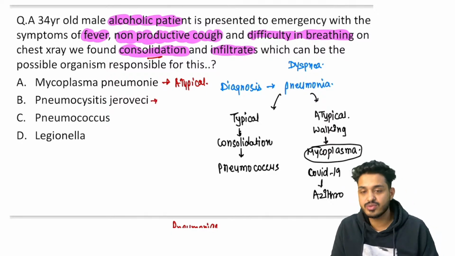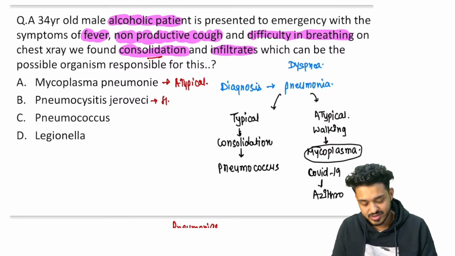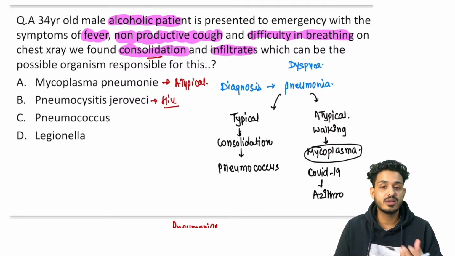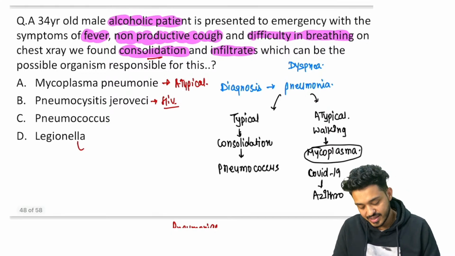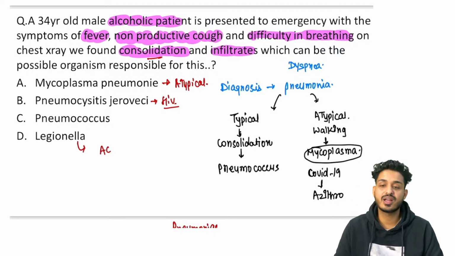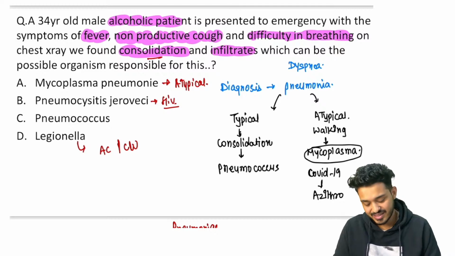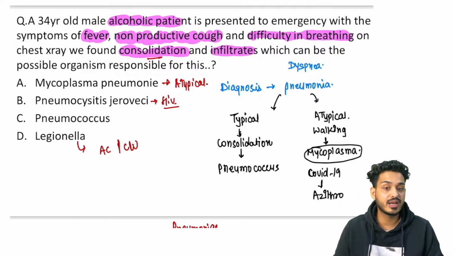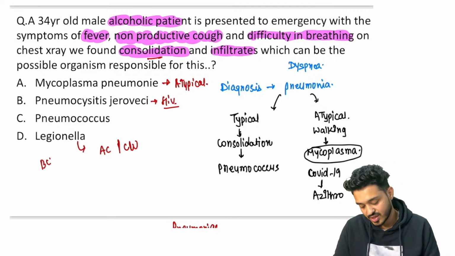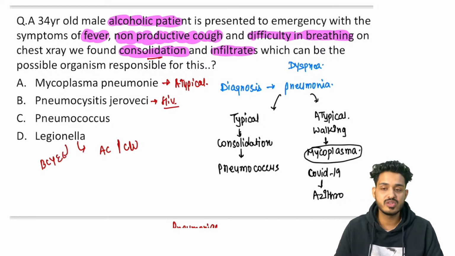Pneumocystis jirovecii, you will be having a different picture. HIV positive patient with less than 200 CD4 count. Legionella, I have told you, AC वाला क्वेश्चन आएगा, या फिर contaminated water will be there, that is going to be in the favor of Legionella. BCYE will be the buffered charcoal yeast extract culture media, right?